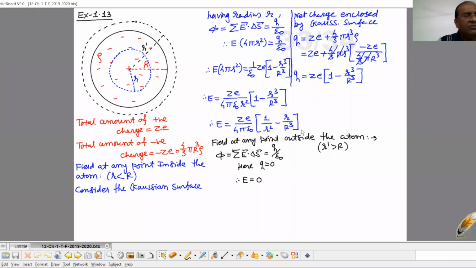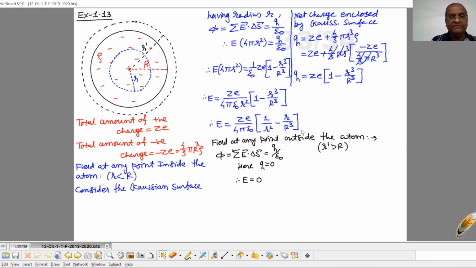Now example 1.13. Say an early model for an atom considered it to have a positively charged point nucleus of charge Ze, surrounded by a uniform density of negative charge up to a radius capital R. The atom as a whole is neutral. For this model, what is the electric field at a distance r from the nucleus?